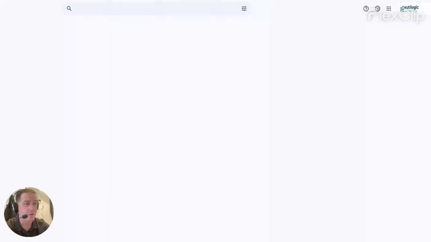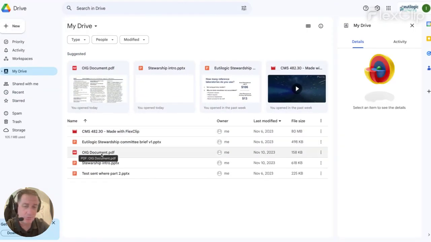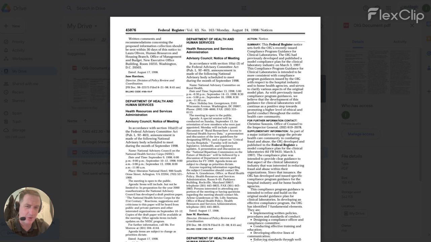I'm going to pull up a document, and by the way, I'll post a link to this document on my website right by the link for this video. Basically, this is the Federal Register from 1998. Okay, that's 25 years old. Why are we looking at an old document?